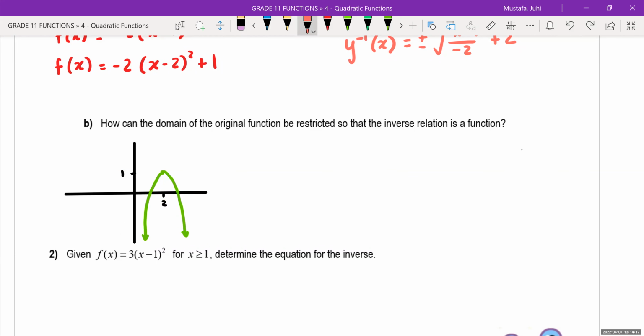It's saying how are we going to restrict the domain? So what we can do is we can either look at the left side of the original or the right side. So there are 2 different ways to restrict the domain. Either one of these answers is correct. If I ask you just for one way, you can write either one of these. So let's say we are just looking at the left branch. So the left branch is this one over here.